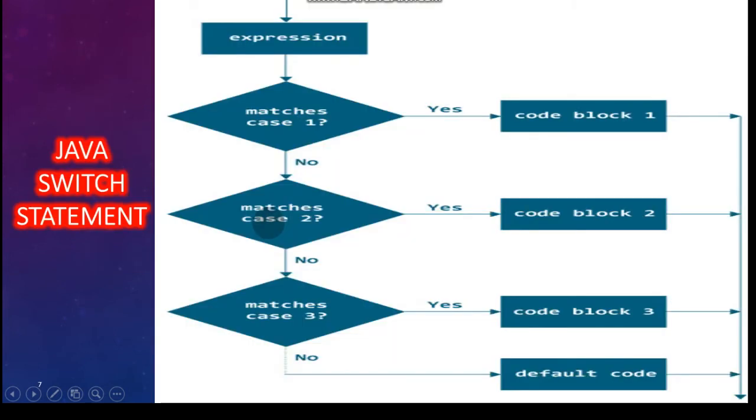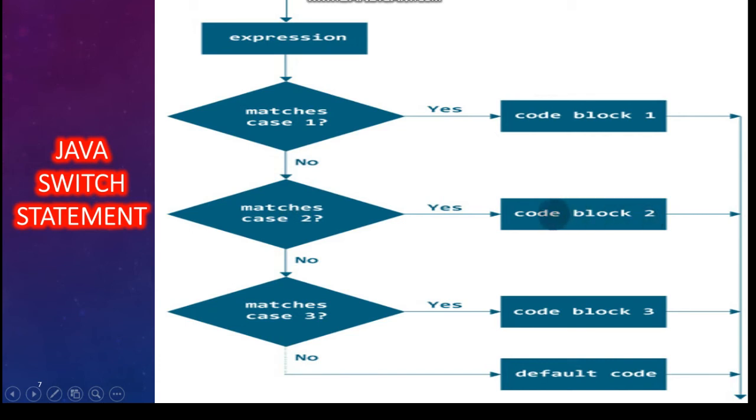Let us go to the next topic, that is the Java switch statement. You can see here multiple blocks are being initialized. The expression matches case 1, case 2, case 3. So here there will be multiple cases. Each case will execute one block, and if the condition is satisfied, some statement should be printed. So match case 1, if it is true, yes, then code block 1 should be executed. If it is not yes, then it should go to the next case, that is no. Match case 2, if it is true, then code block 2 should be executed.